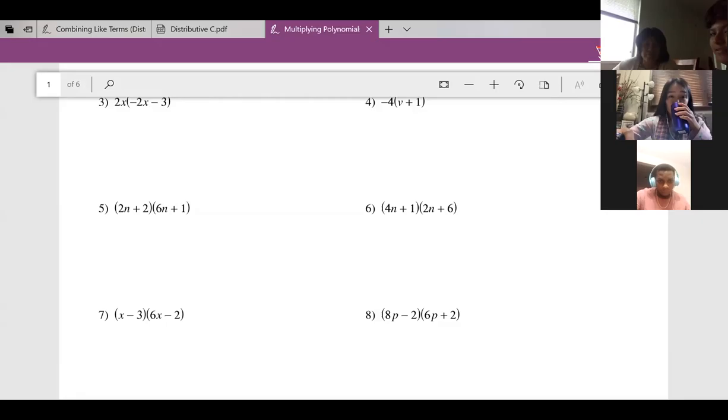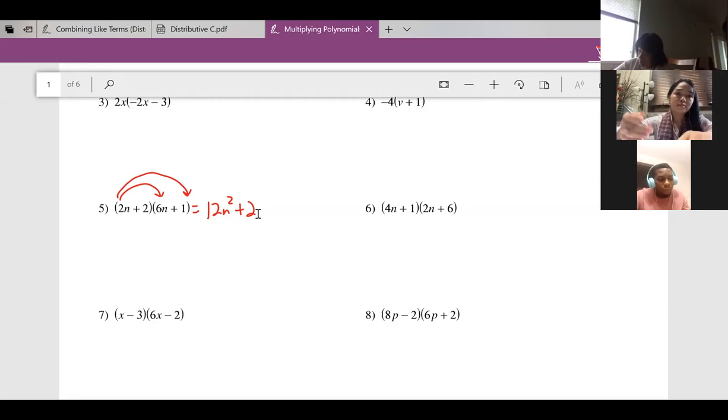Okay. Give me a thumbs up if you can see number 5. You guys see number 5? Okay. All right. Let's take a look at number 5 together. So I'm going to start with 2n. I'm multiplying from the outside inside. So I have 2n times 6n. If the variable is the same, then it's going to become n squared. So this becomes 12n squared. And I'm multiplying 2n times 1, and this simply becomes 2n.